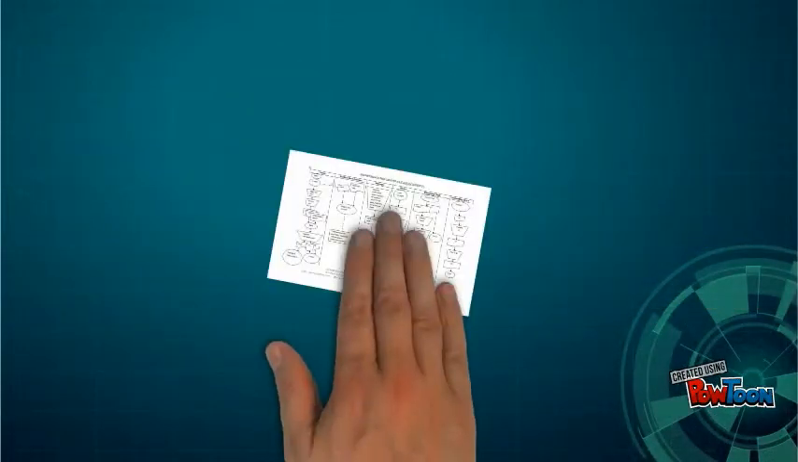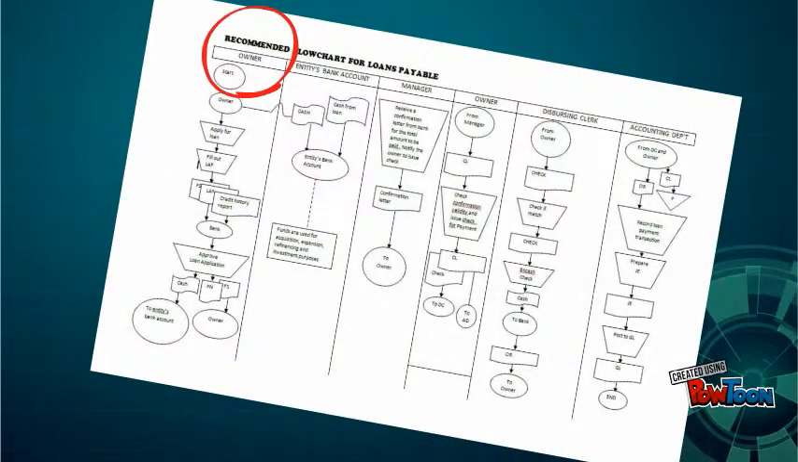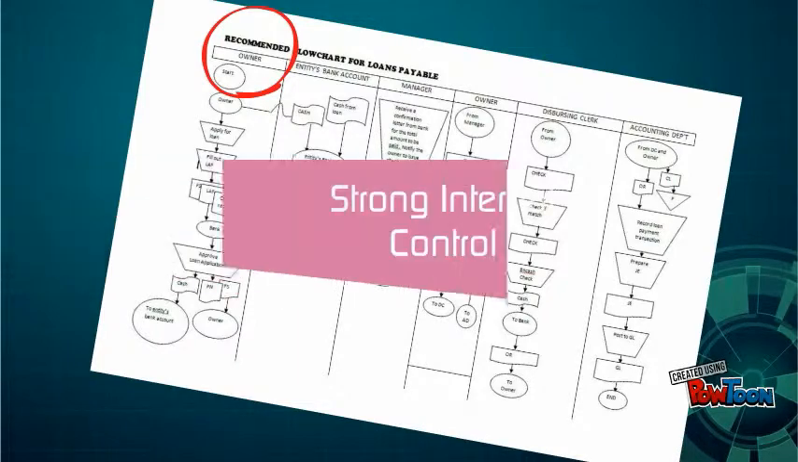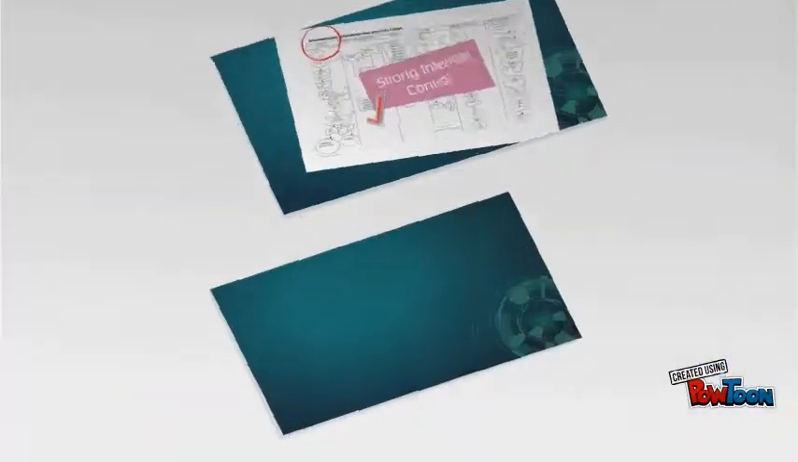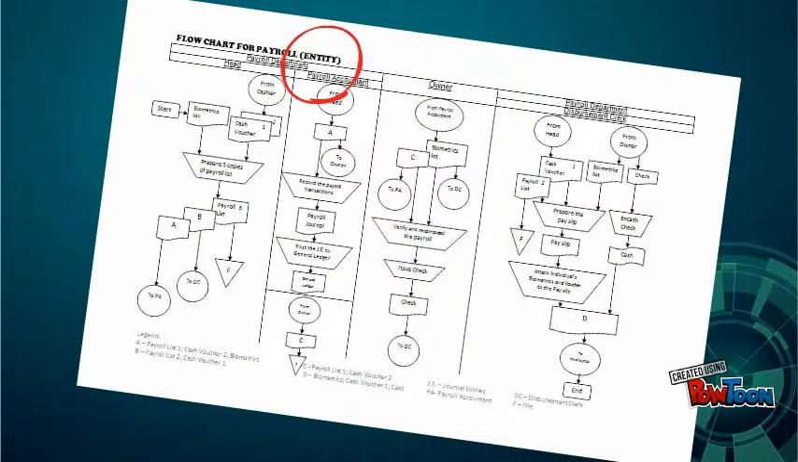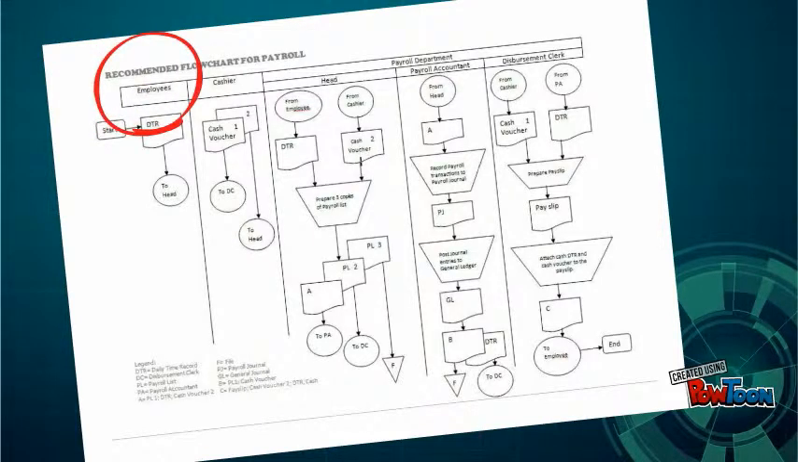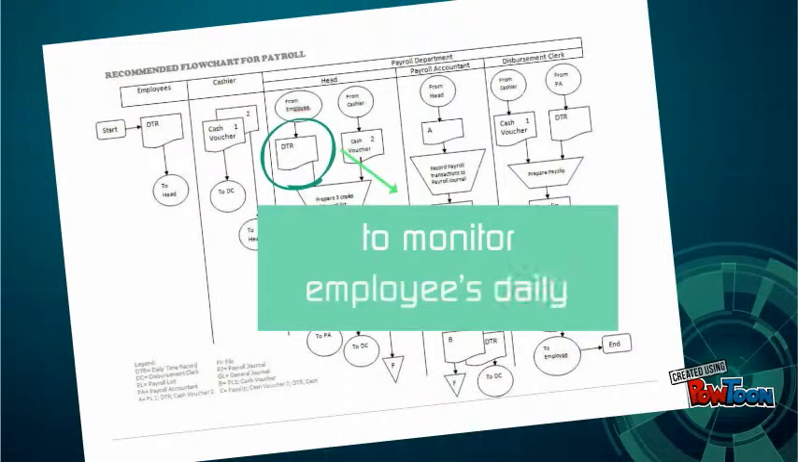This is the entity's flowchart for loans, and this one is our proposed flowchart for loans, which has a stronger internal control. This one is a flowchart for payroll expense. This, on the other hand, is a flowchart we propose. We use daily time record because not everyone can use biometrics in monitoring the employee's daily attendance.